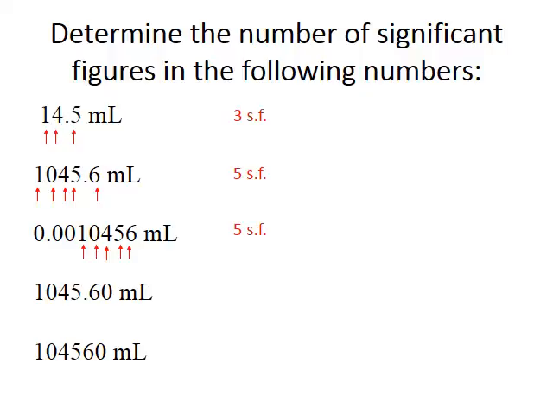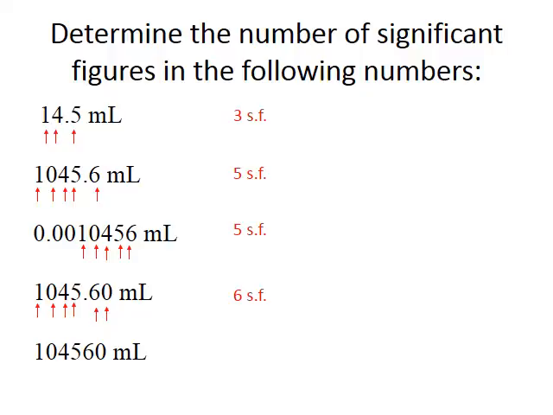It's the zeros at the end of a number that are the trickiest to determine. So in the fourth measurement, 1045.60 milliliters, the 0 at the end of the number does count. And this is because there's a decimal that is explicitly written in that number. I can see that decimal point. And that implies that any zeros that are at the end of the number must have been measured or estimated, but that's still considered part of the measurement. So in this case, we count all of the different digits: 1, 0, 4, 5, 6, and 0, and we say that we have 6 significant figures.